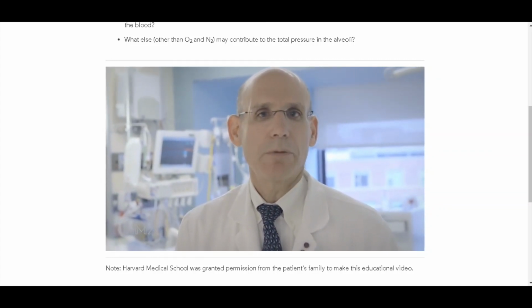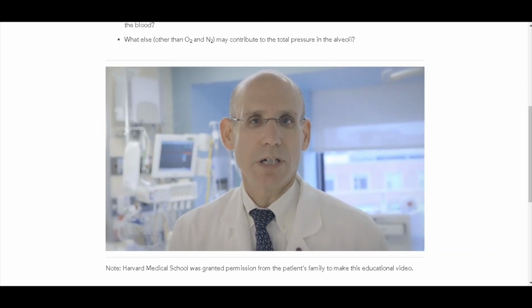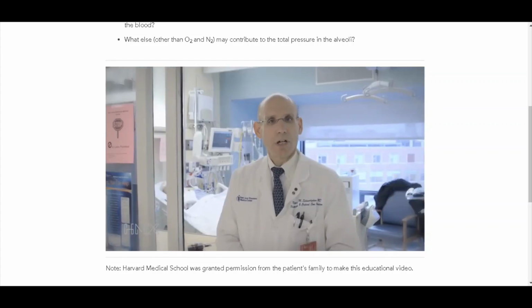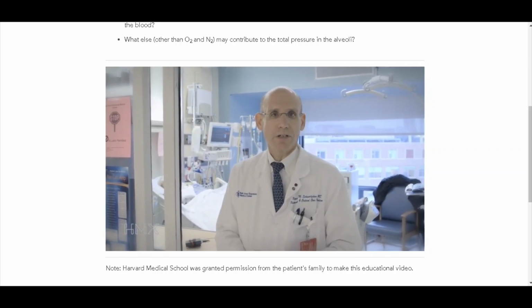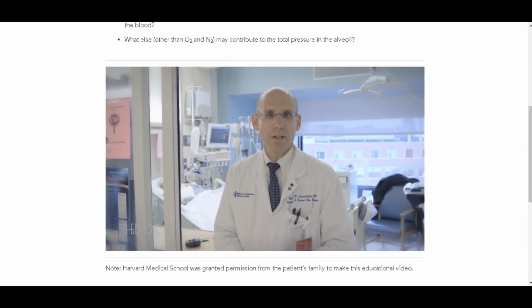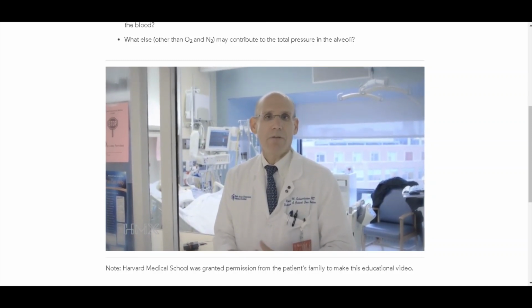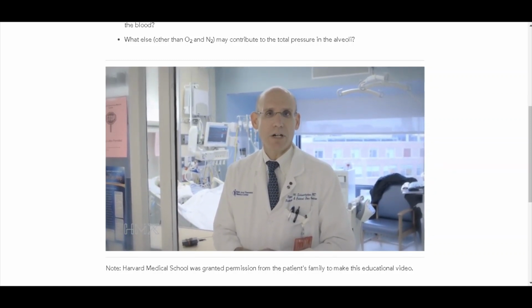With this machine, we're able to give higher concentrations of oxygen to get the oxygen level to the appropriate place in his bloodstream. And we're going to go in and take a look at the ventilator and some of the other monitoring equipment around him so that we can understand how we use partial pressures to actually take care of patients who are sick in the intensive care unit on a daily basis.